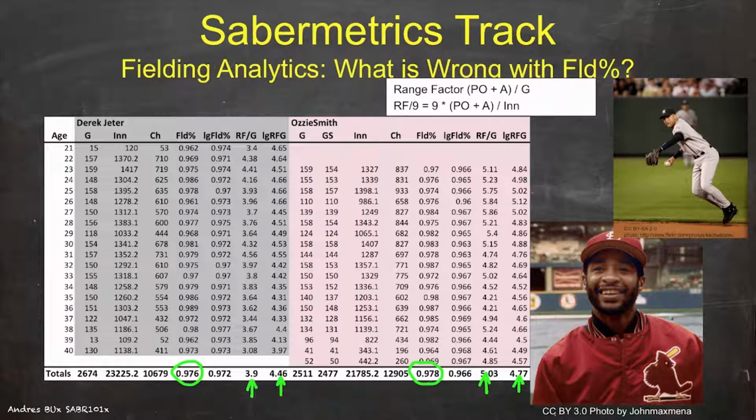Ozzie Smith is above average and Derek Jeter is below average by these simple measures of range factor. And even when recalculated as range factor per 9, it showed this discrepancy between the fielding range factors of these two players, even though their fielding percentages were the same. So now let's look at more data from Ozzie Smith and Derek Jeter.